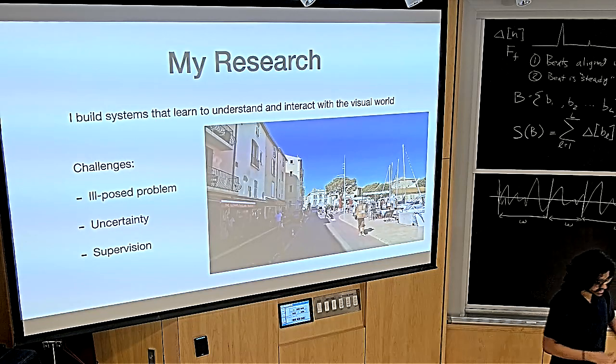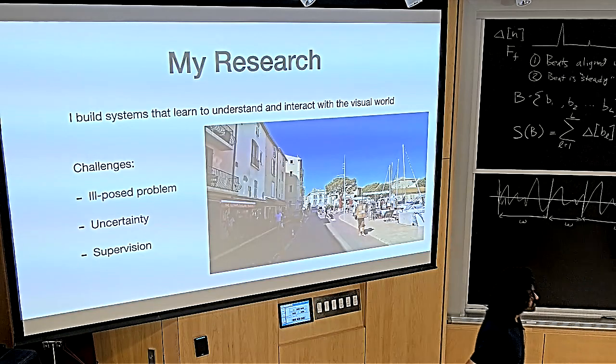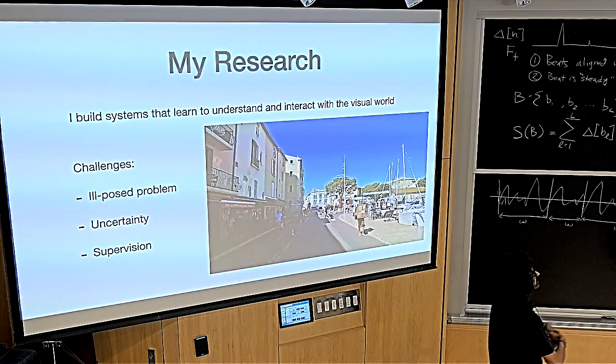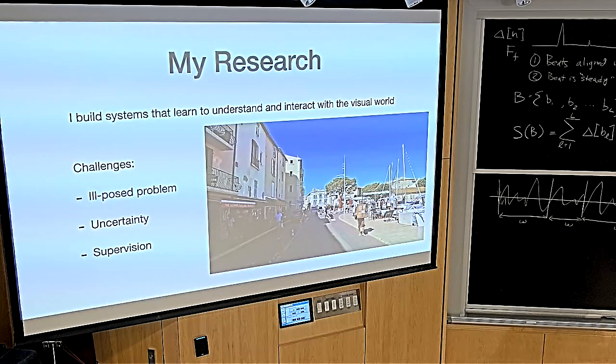And finally, this is a point, I guess, which you guys have already covered, is the supervision. So we don't want to learn this from 3D data sets. We don't want to go out in the world and keep collecting more and more 3D data. We want to learn it in a self-supervised manner by just observing images and videos.